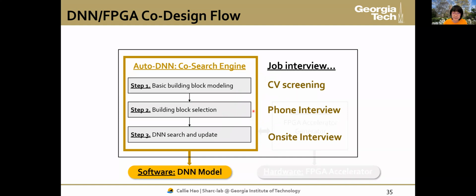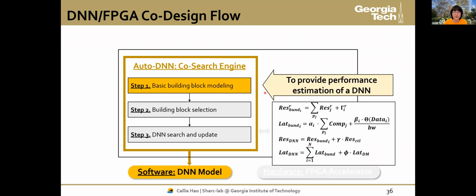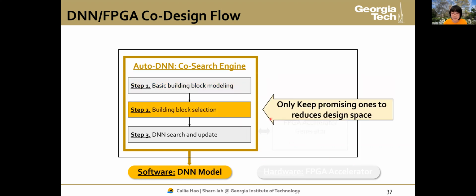So similarly here, we are choosing the best building block, and we are going to divide them into different steps to filter out those unpromising blocks as early as possible. It's just like a job interview, right? So the first step is we want to do basic building block modeling. We want to provide performance estimation of a DNN using these equations. And then the second is we do a very quick search. We roughly use this building block to build DNNs and roughly train them. The goal is to only keep promising ones to reduce the design space.